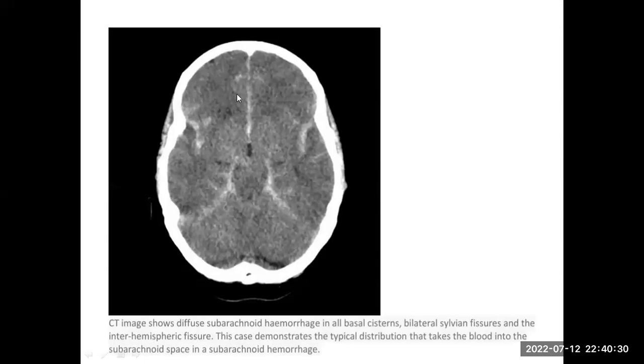This is a brain CT showing features of subarachnoid hemorrhage. As you can see, there is blood within the subarachnoid space. There is blood affecting the basal cisterns, and it's affecting also the interhemispheric fissures, and the lateral sulcus, the Sylvian sulcus, as well. All these are classical features of subarachnoid hemorrhage, and as I said, in more than 95% of cases, subarachnoid hemorrhage can be diagnosed on brain CT.